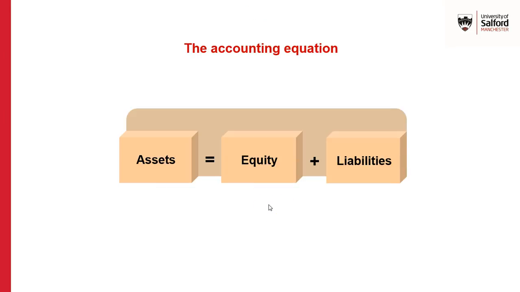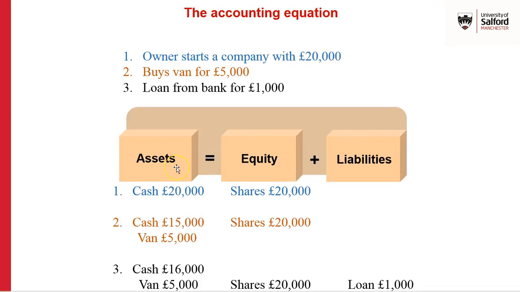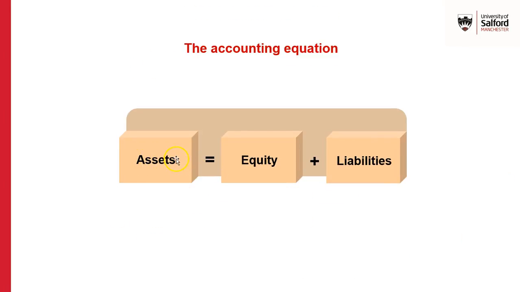The accounting equation we've addressed in very basic form when we were looking at this. The claims, the credits must equal the debits. Sorry, these are the debits, the assets, and these are the credits, the equity and the liabilities. So this is what the business owes to the providers of finance, and this is what the business owns. And as we were saying earlier, the two have got to equate.